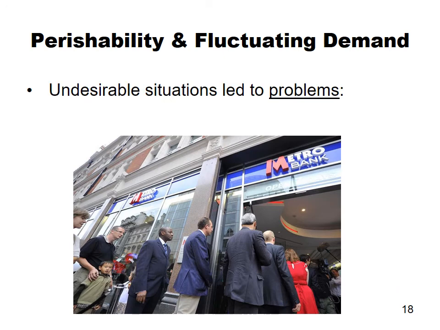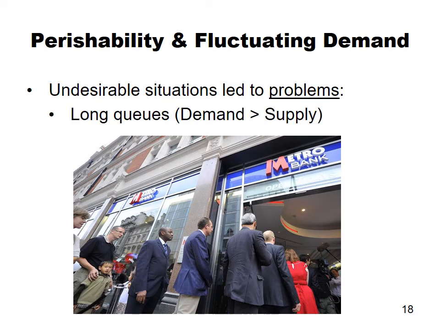Undesirable situation leads to problems. Here, there's a long queue. So basically, there's a lot of demand for services, but there's not enough teller supply to meet that demand for service.